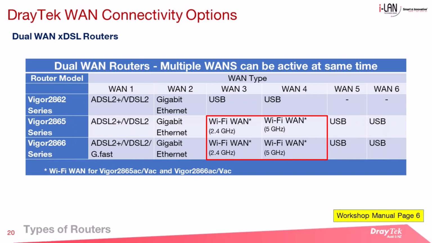And the difference between our dual WAN routers over single WAN is all these WANs can be active at once. So you can have 2 3G, 4G LTE modems plugged into 2 USB ports there. So effectively, you can have up to 6 WANs active at the same time, or load sharing or failover, however you want to set it up.